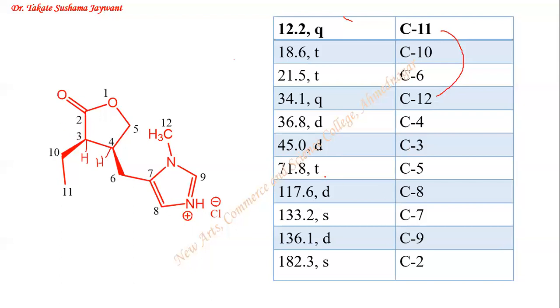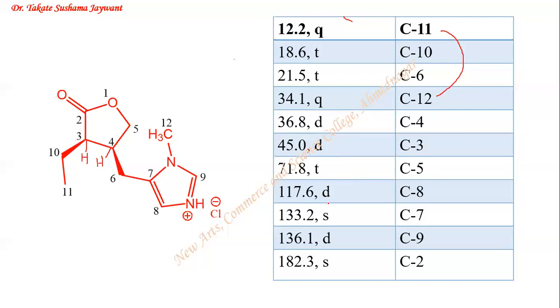Next one is the 71.8 triplet. The 71.8 triplet is because of this sp3 hybrid carbon atom, but as it is attached to oxygen it will be more deshielded, and the 71.8 signal is because of the C5 carbon atom.